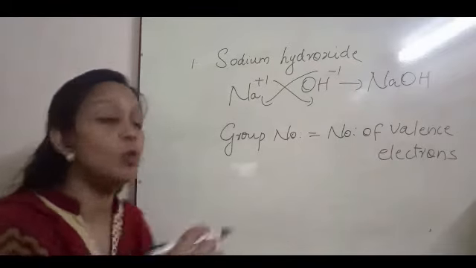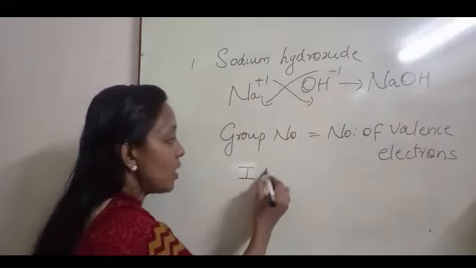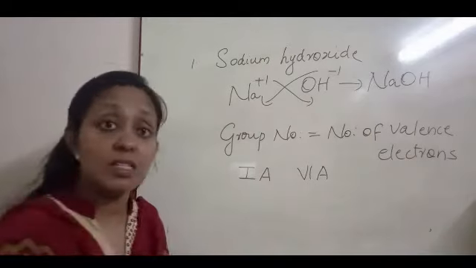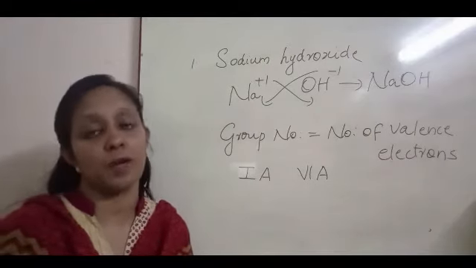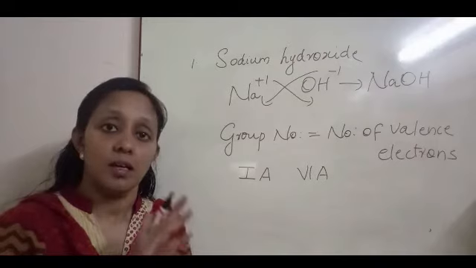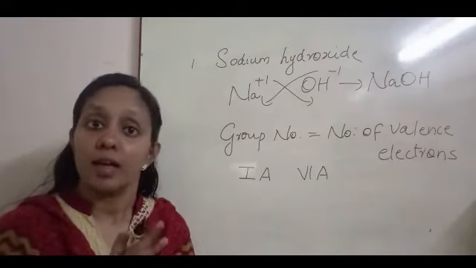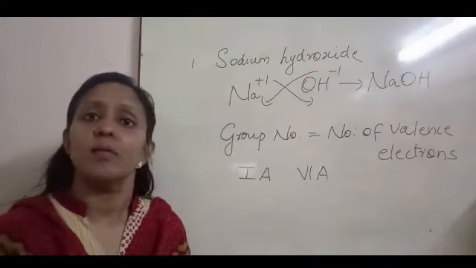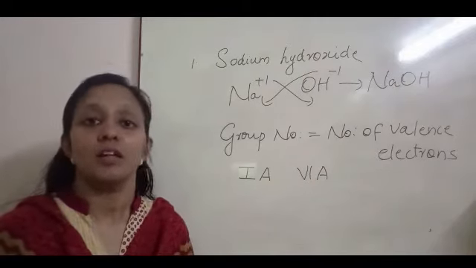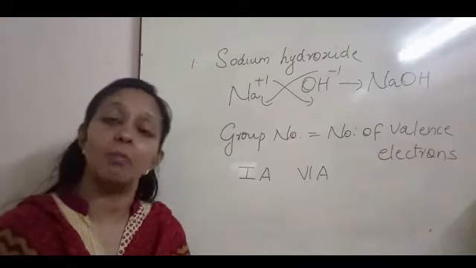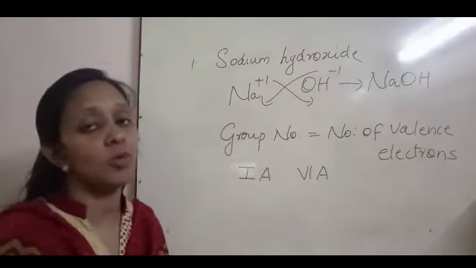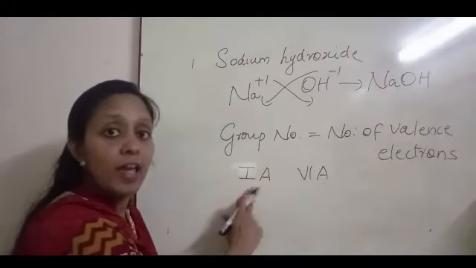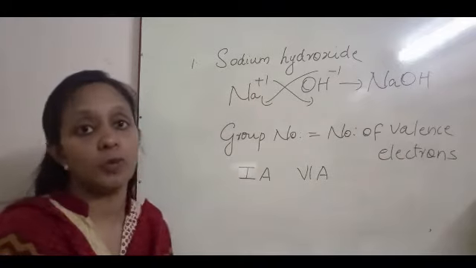Okay, that means you have to use the Roman numerals. If it is 1, 1A. If it is 6, 6A. In such a way you have to represent the group numbers, because in a periodic table we do have elements of group A as well as B. B group elements are not mentioned in your textbook, so you'll be learning about B group elements later. So we have to concentrate only on A group elements. Because of that, the letter A should be mentioned along with the group number.